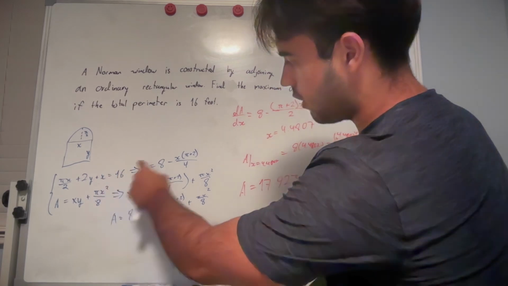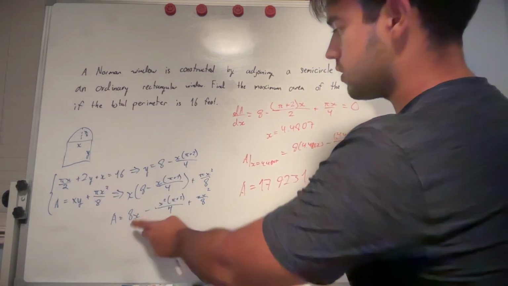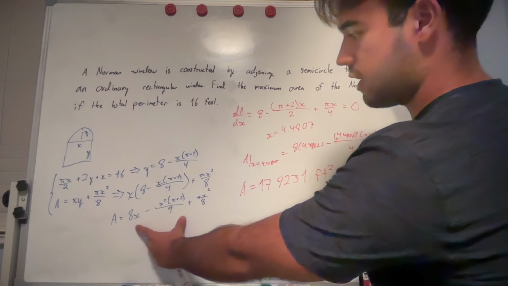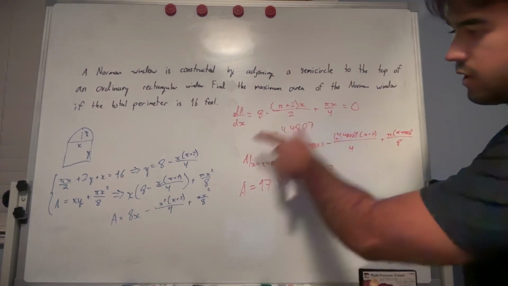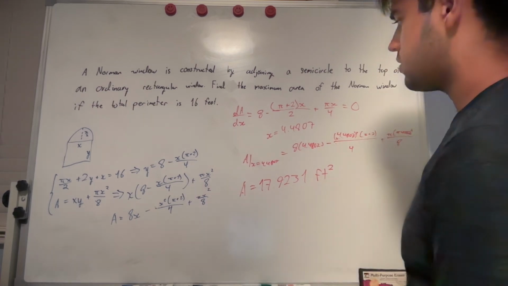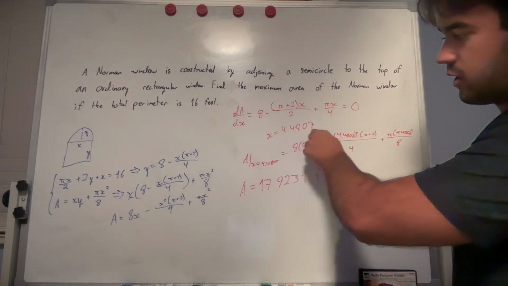This is me converting it now. And then I used this here, this, and I derived this to get this derivative here. I wanted to group the pi plus 2 just to make it easier. And this was the x value that I got.